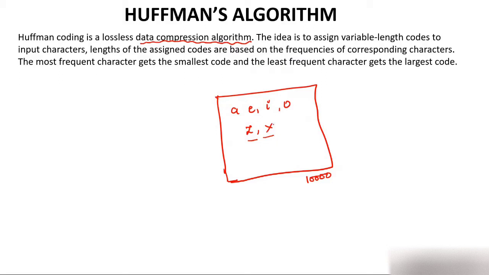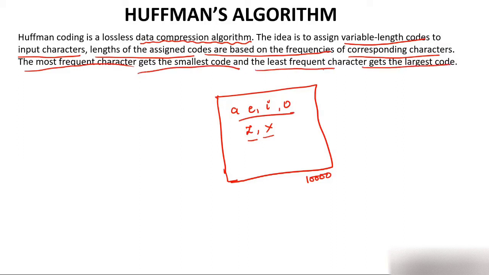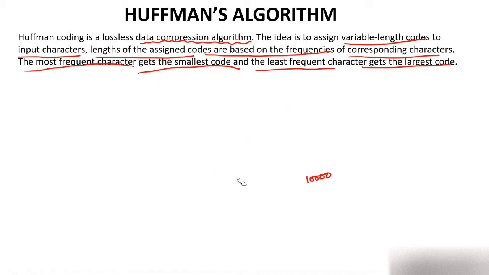So how can we achieve this? We can achieve it because of Huffman's algorithm. The idea is to assign a variable length code to the input characters. The length of the assigned code is based on frequency. The length depends on how many times the corresponding character appears. The most frequent characters get the smallest code, and the least frequent characters get the largest code. So this is how we can compress.